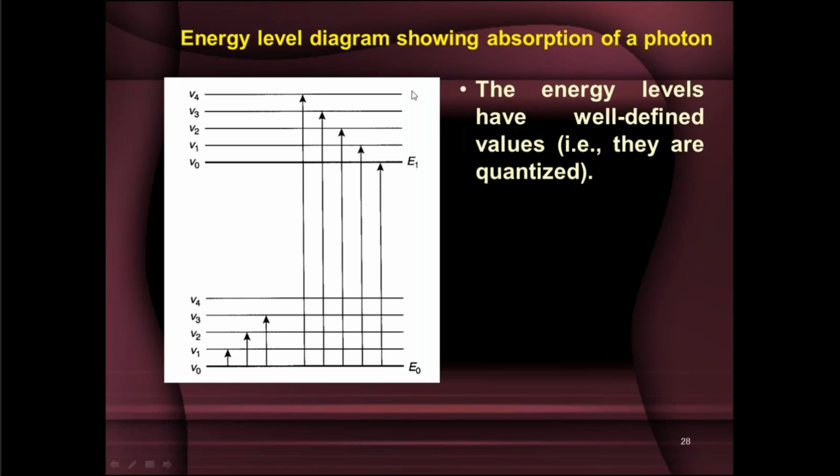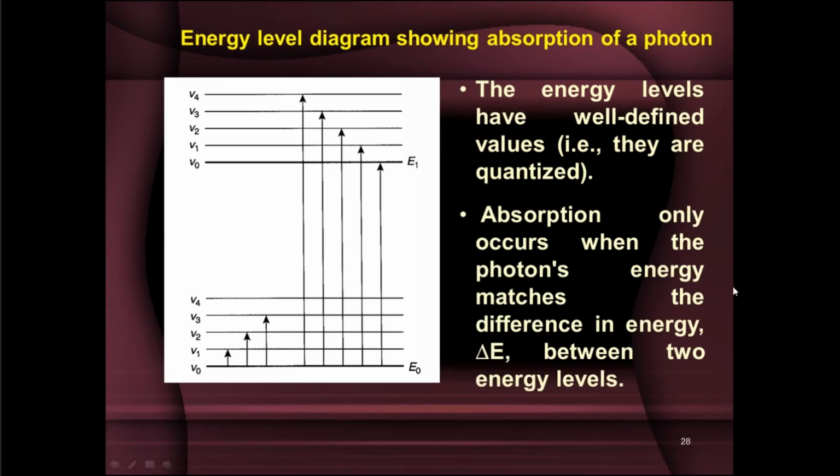So now we will see what happens. These are the transitions that take place. Their energy levels have well-defined values, that is, they are quantized. Each of these has a definite energy value. Absorption occurs only when the photon's energy, the photon that is incident on this analyte, matches the difference in energy, that is delta E, between two energy levels.